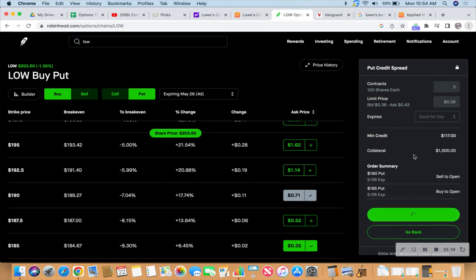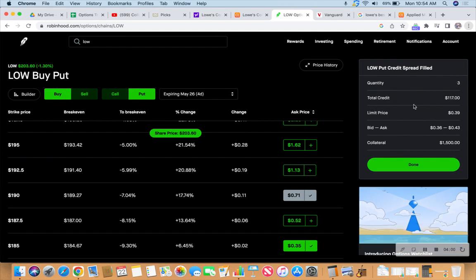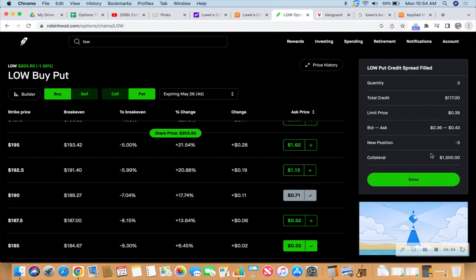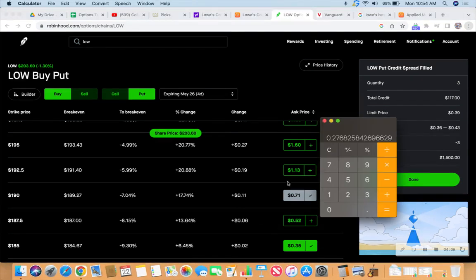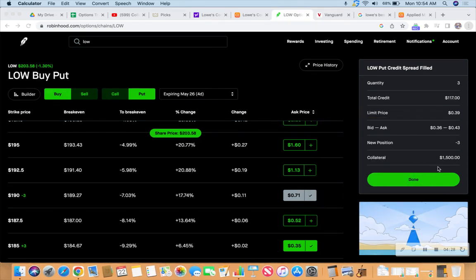So let's see if we can fill this trade. There we go. $117 on $1,500 collateral, which with Fancyland math is a pretty big number. 117 divided by 1,500 is 7.8% on a 4-day trade. Then the Fancyland math would be divided by 4 multiplied by the annualized 365, to give a 711% return on our collateral, which would be $1,500 in this case. But that would be repeating this trade over and over and over again and collecting the same results.